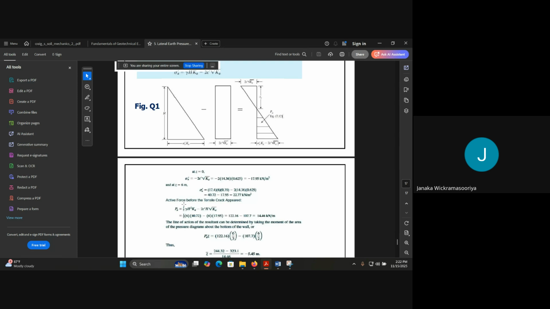So the active force before the tension crack appeared. You can find it using this triangle. The area of any pressure diagram gives us the relevant force. So if you need this active force, you can take the area of this one minus this.